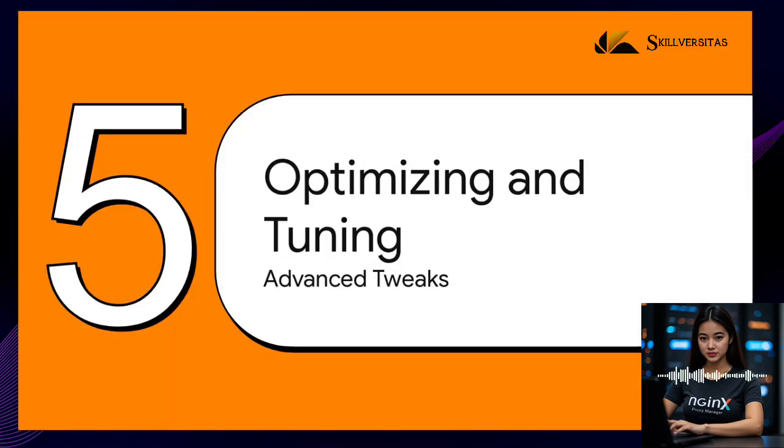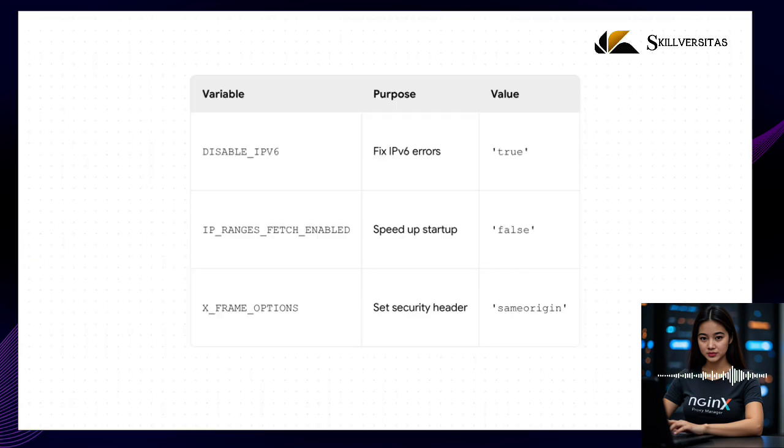Our fortress is strong, it's secure, and it's smartly designed. But a true master architect is always looking for ways to optimize and tune their creation. And luckily, Nginx Proxy Manager gives us some powerful tweaks through simple environment variables that can solve common problems. Let's just run through a few of these real quick. Getting weird errors about IPv6 on your network? Just set DISABLE_IPV6 to true. Is your container taking a long time to start up? You can try setting IP_RANGES_FETCH_ENABLED to false. And hey, you can even set that X-Frame-Options header we talked about globally with its own variable. These are just quick, powerful fixes you should know about.